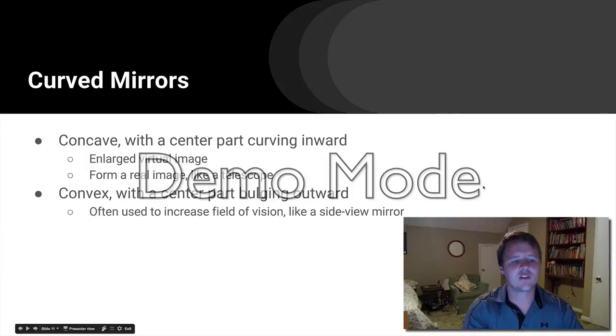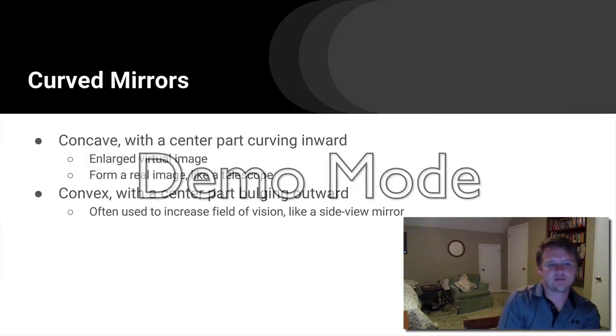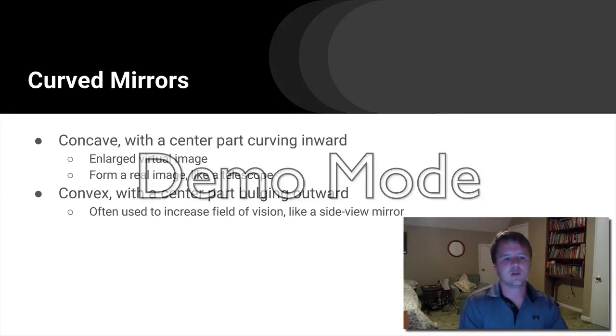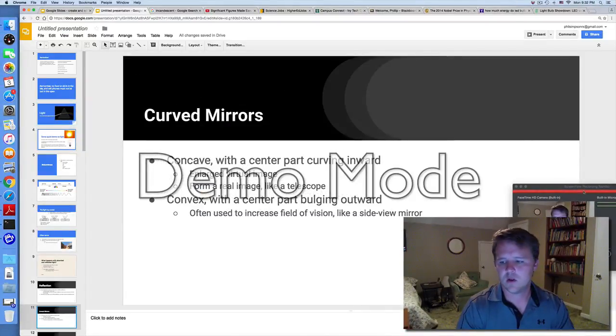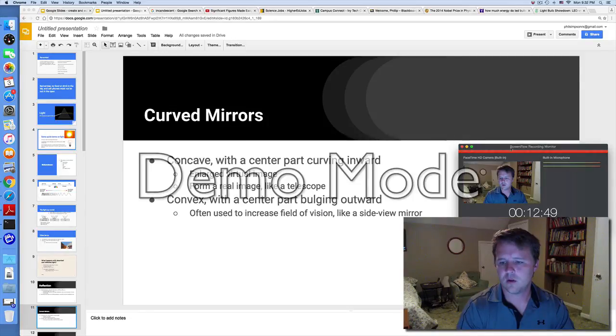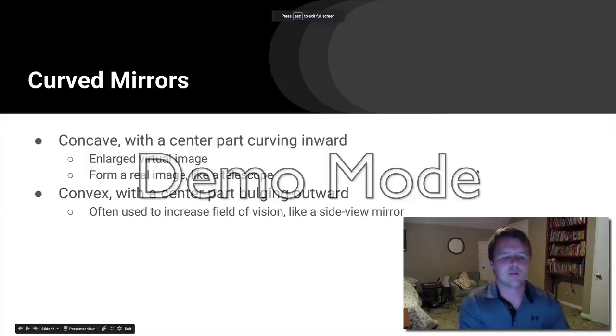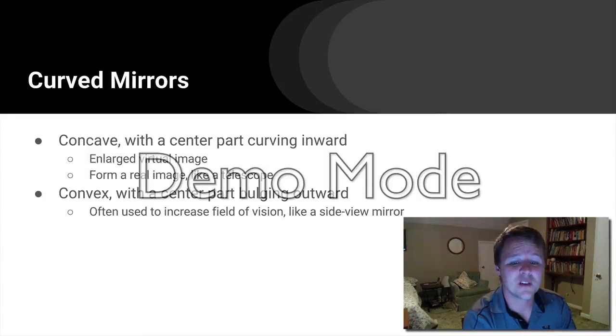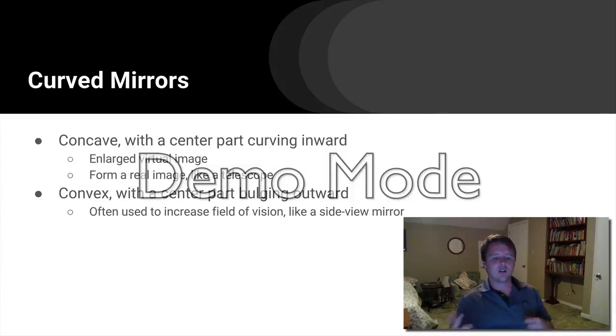So, we have curved mirrors as our next topic. We're talking about reflecting light, so let's talk about curved mirrors for a minute. Concave has a center part curving inward. This will give an enlarged virtual image. It's also used in telescopes to form a real image for you to see, to take something really small and make it bigger.